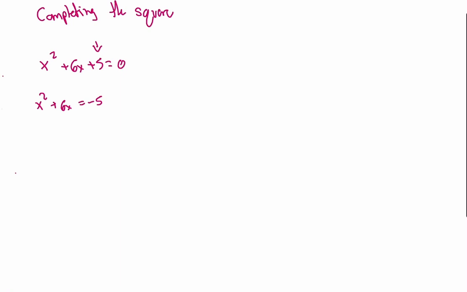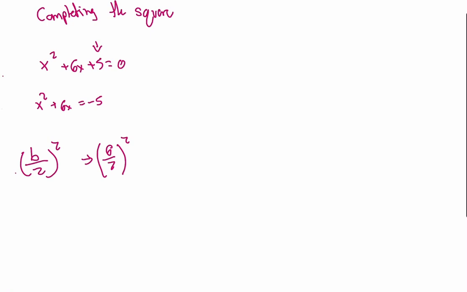So what we want to do here is take our b term, cut it in half, and then square that value. And then we're going to add that to both sides. So we're going to take our b over 2, square it, and add it to both sides. Our b term is just the one that has the x with it, so it's going to be 6, so half of it, squared.